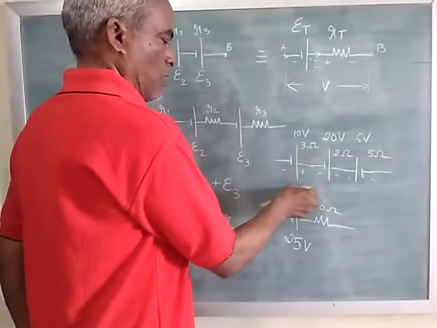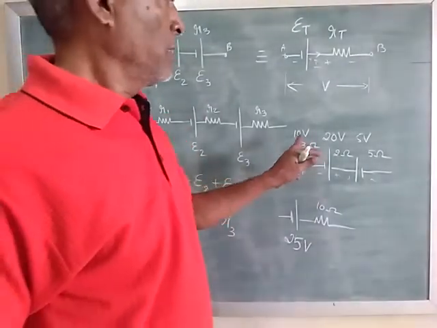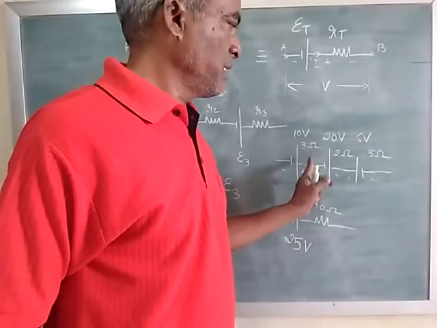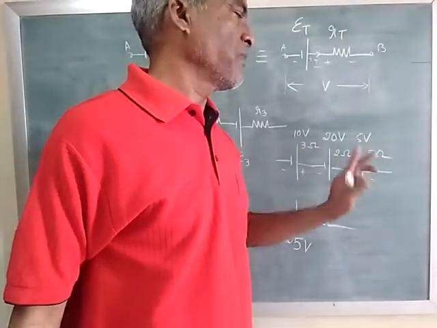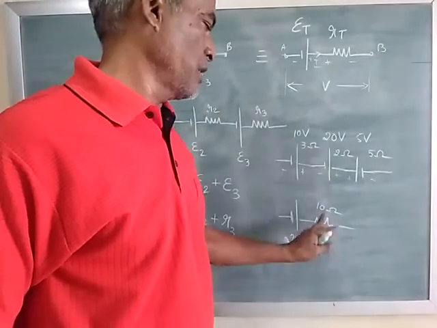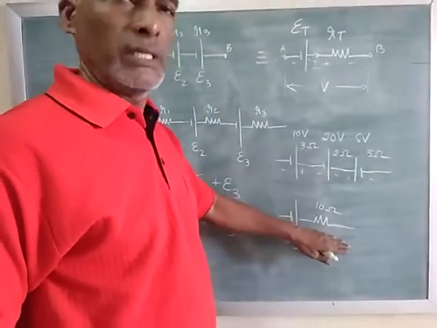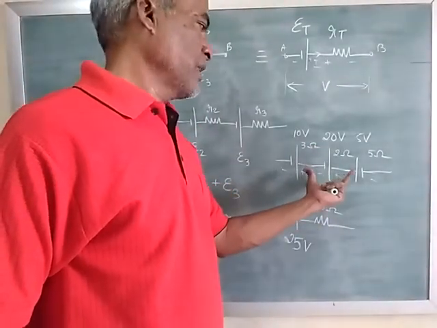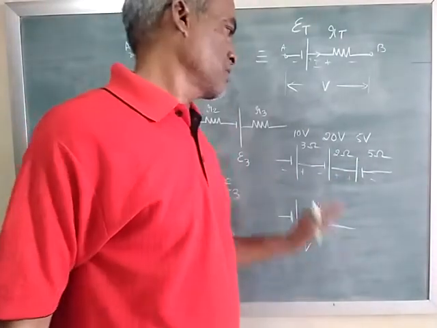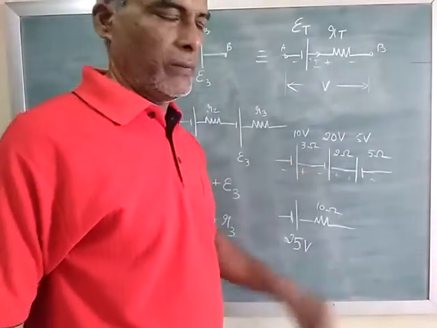Resistance is not altered means 3 ohms in series with 2 ohms in series with 5. So totally you will be getting 10 ohms. So resistance is not altered. Only there will be a difference in potential, because these two are rising, this is falling.